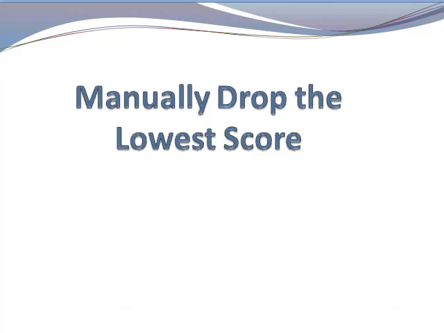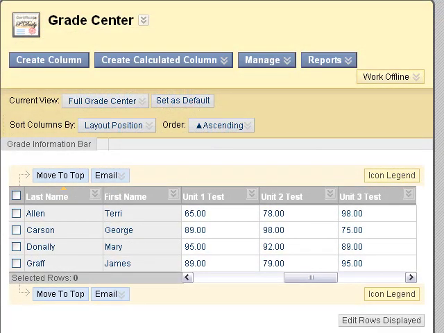First, let's look at how to manually drop the lowest score. First, you need to manually arrange the columns in the Grade Center so that you can see all the columns involved in a single screen. Then, determine which score is the lowest score. The 65 is lowest in this group of grades.